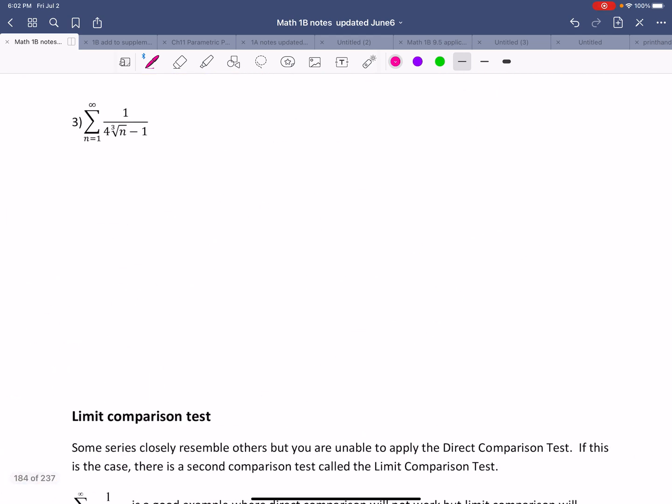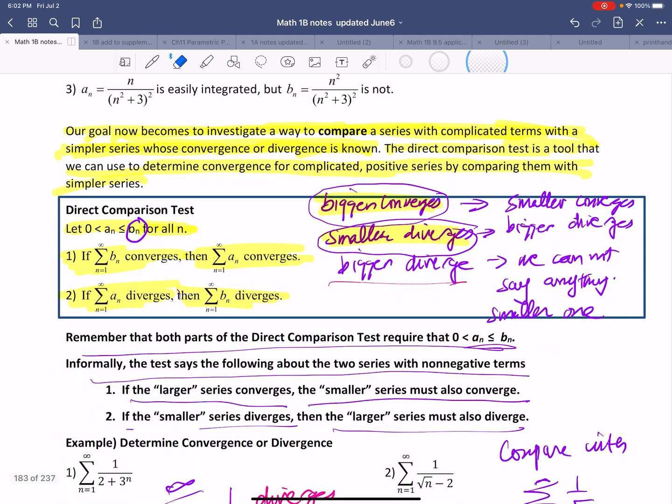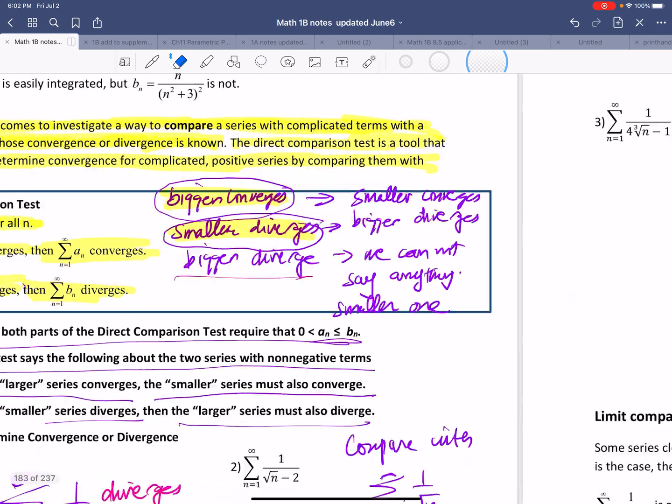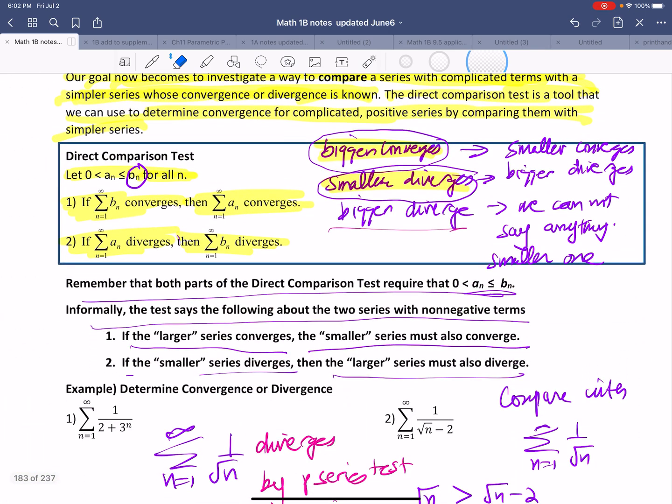Let's see another example. 1 over 4 cube root of n minus 1. Here again, we want to use the direct comparison test. When we think about which series to compare with, we need to keep two things in mind. One, it has to be a simpler series. It has to be either a p-series or a geometric series that we know for sure either converges or diverges. Second, we want to be able to show that a bigger series converges than the one we have, or a smaller one diverges. So that's our goal. If you are able to show that a series bigger than yours diverges, that doesn't tell us anything, so that wouldn't help.